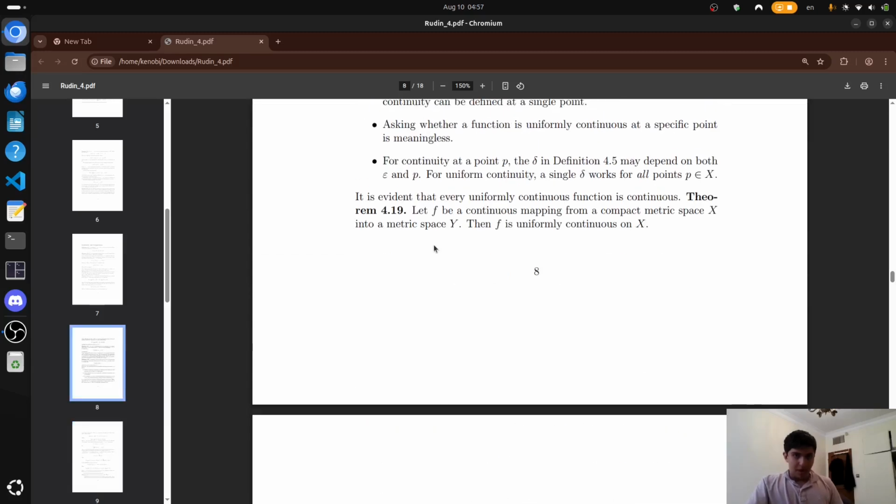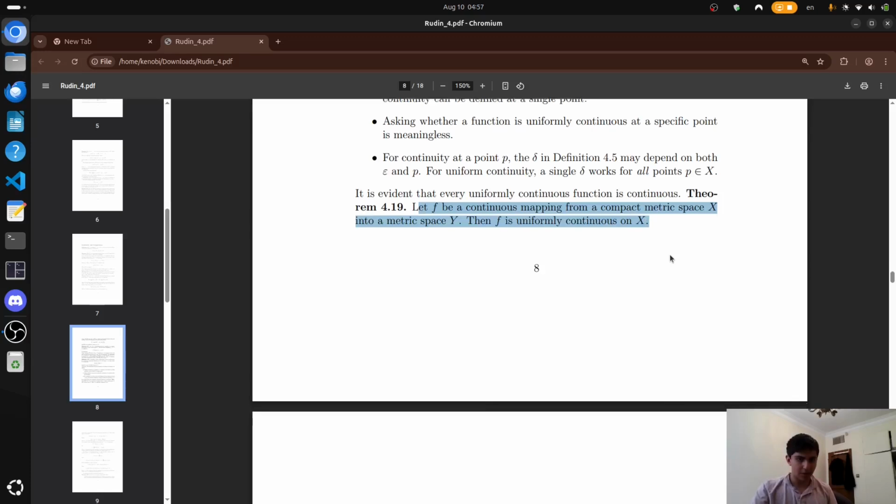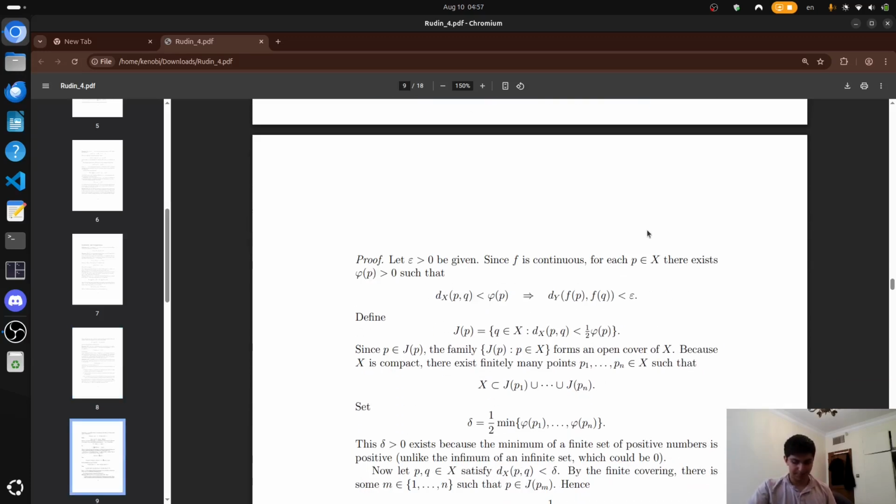Okay, so we have the theorem for 4.19. Let f be a continuous mapping from a compact metric space X into a metric space Y, then f is uniformly continuous on X. So if it's continuous, that means it is uniformly continuous. That's what it's saying. Now let's prove this.